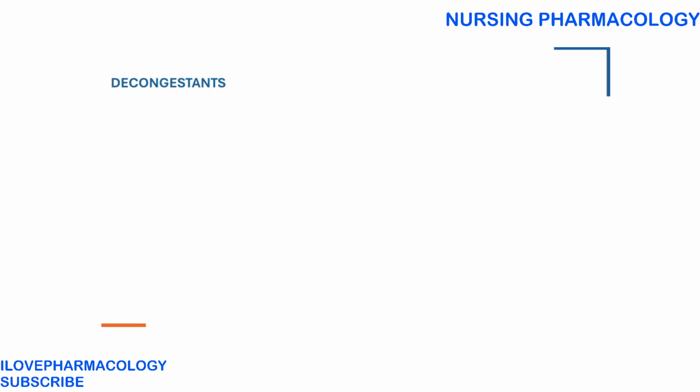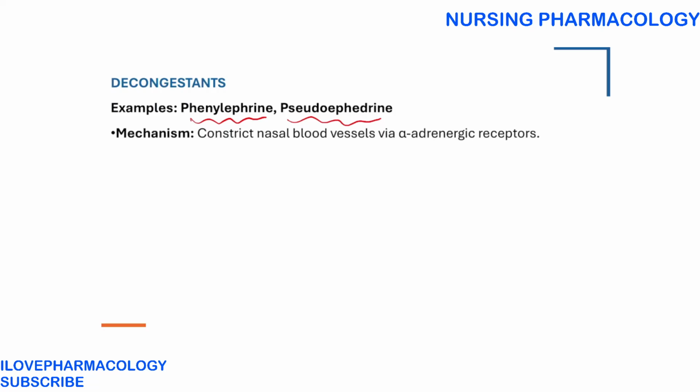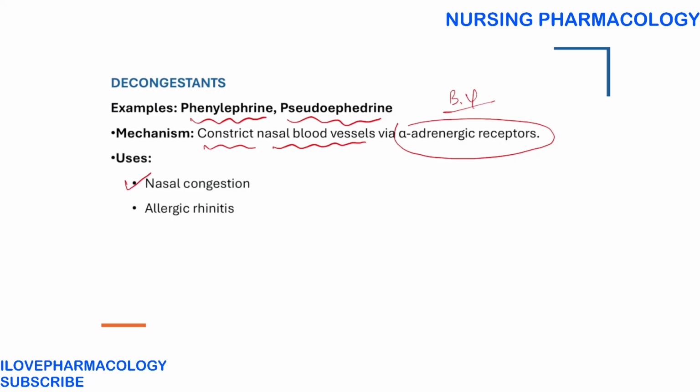Usually these are the adrenergic group of drugs. We have phenylephrine and pseudoephedrine. Basically they cause constriction of the nasal blood vessels by activating the alpha adrenergic receptors present in the blood vessels. So where do we use them? For nasal congestion, in case of cold, and also in case of allergic rhinitis. Adverse effects: once it is stopped, it can cause rebound congestion, and also since it stimulates the blood vessels, it can increase the risk of hypertension.